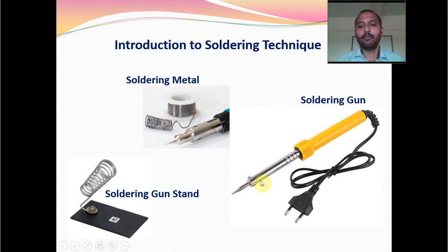So for keeping this soldering gun, there is a soldering gun stand, where we are supposed to keep the soldering gun whenever it is not in use, because the temperature of this soldering tip, or soldering metal, is around 300 degrees Celsius. So it is very dangerous if you touch it directly. So you are supposed to keep the soldering gun in this stand.